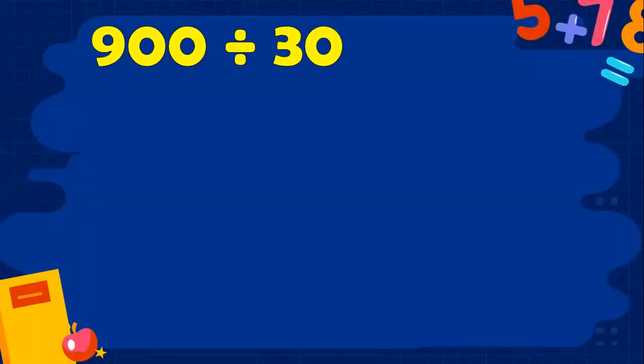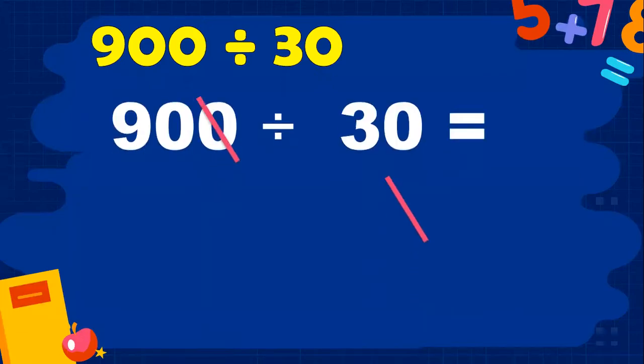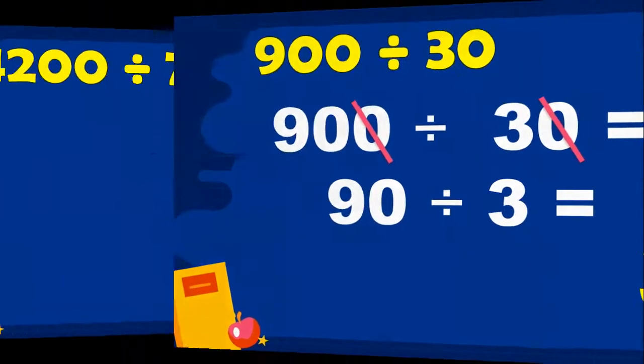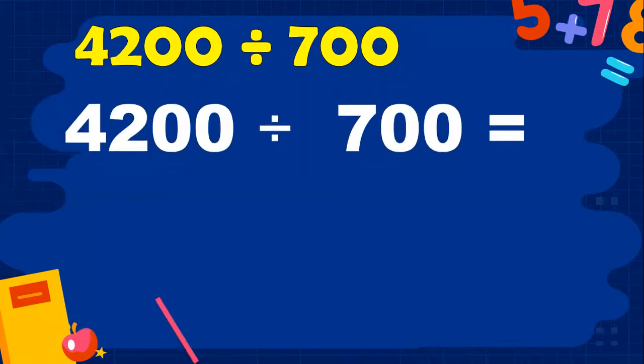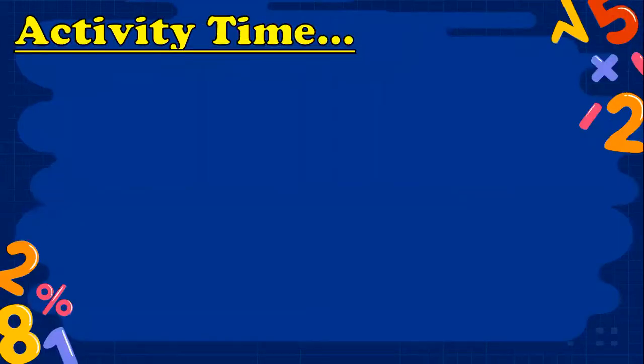We have 900 divided by 30. You're going to cancel, and you're going to divide 90 divided by 3, equal to 30. So 30 is the answer. Another, 4,200 divided by 700. We're going to cancel the zeros. And 42 divided by 7 is 6. So 6 is the answer.